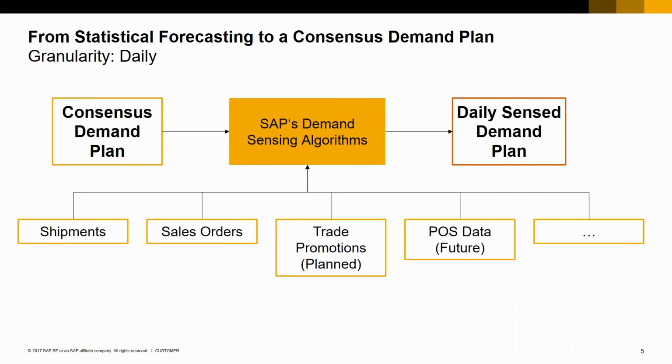From an SAP perspective, we then take that consensus demand plan and, on a daily basis for demand sensing, we use the demand sensing algorithms and come up with a daily sensed demand plan. The inputs for this may be shipments, sales orders, trade promotions, probably in the future, and also point of sale data. We can use point of sale data today; I didn't realize I hadn't updated this slide. That's one of the things we can now take into the demand sensing algorithms. We can also do some things with trade promotions, but we're going to be doing more with that in the future.